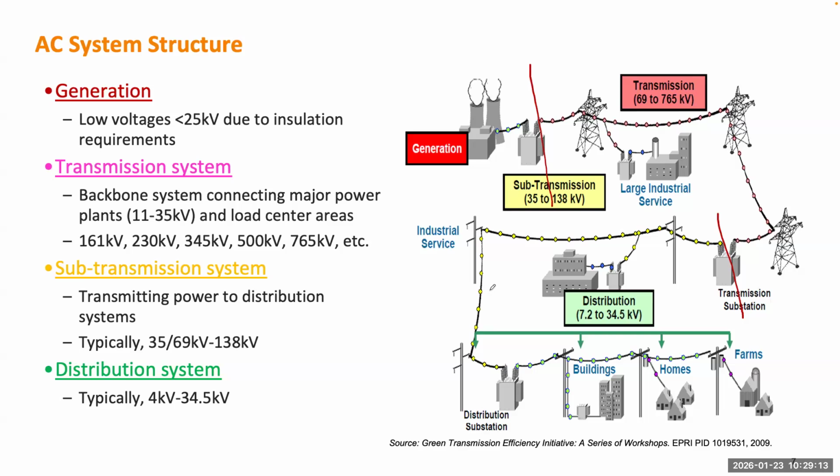Between the transmission and distribution, there could be a system called sub-transmission. Sub-transmission just connects the distribution and the transmission. In most system models, sub-transmission is still considered part of the transmission, but operating at lower voltage.